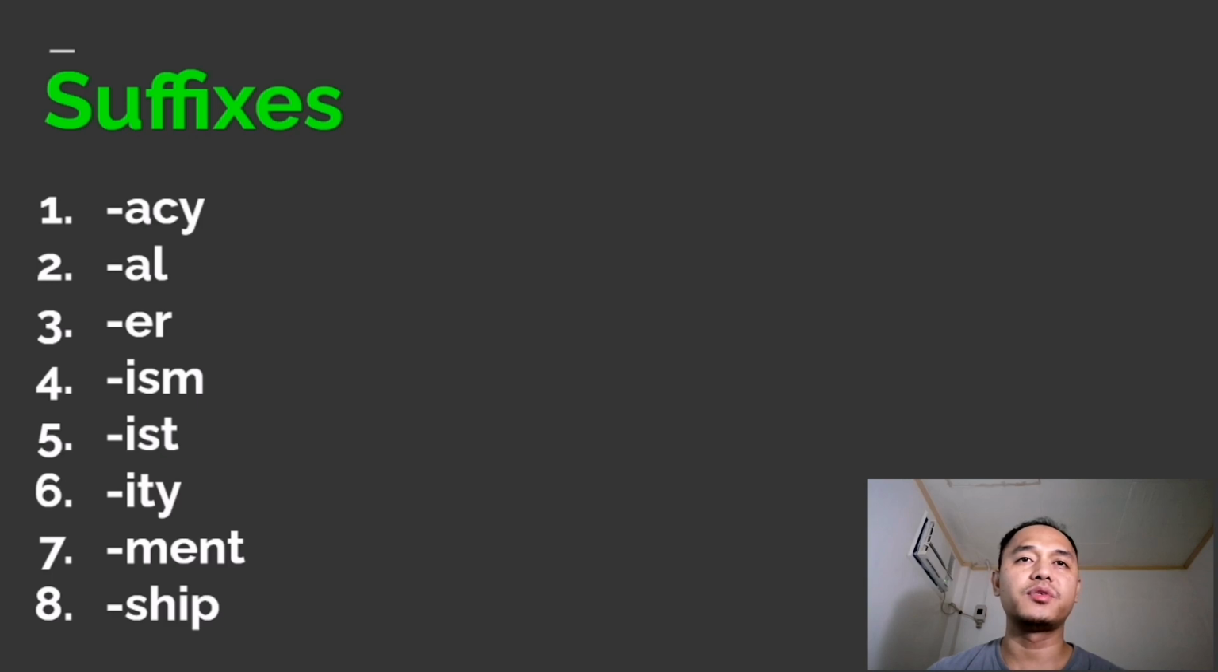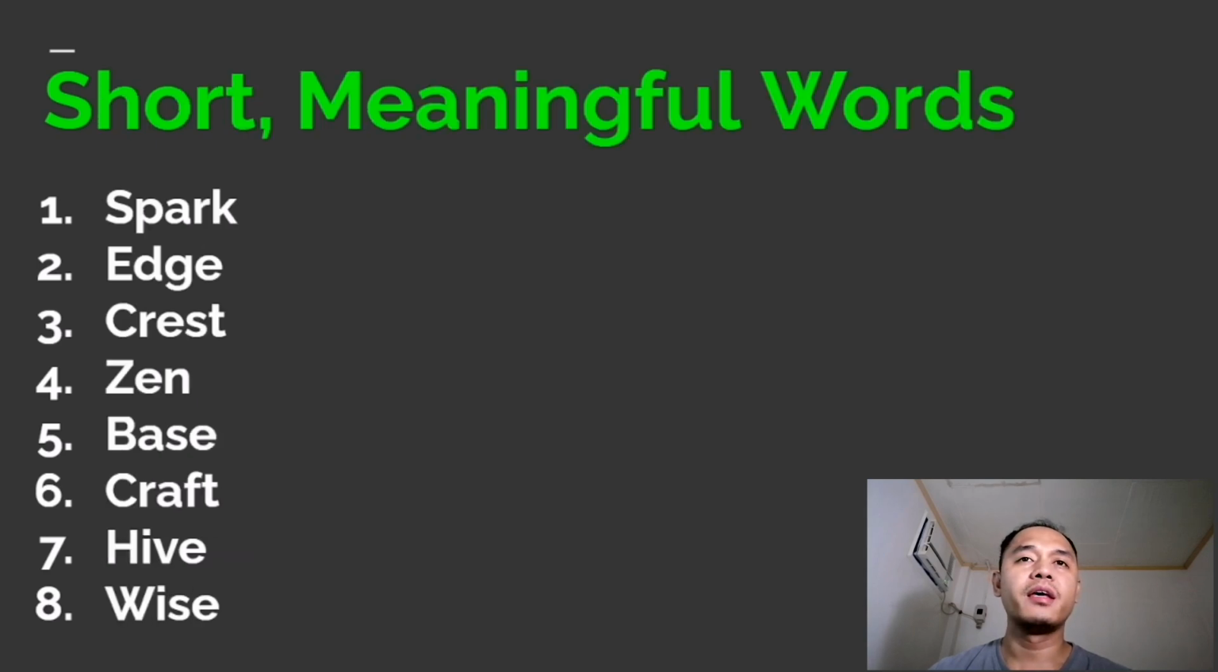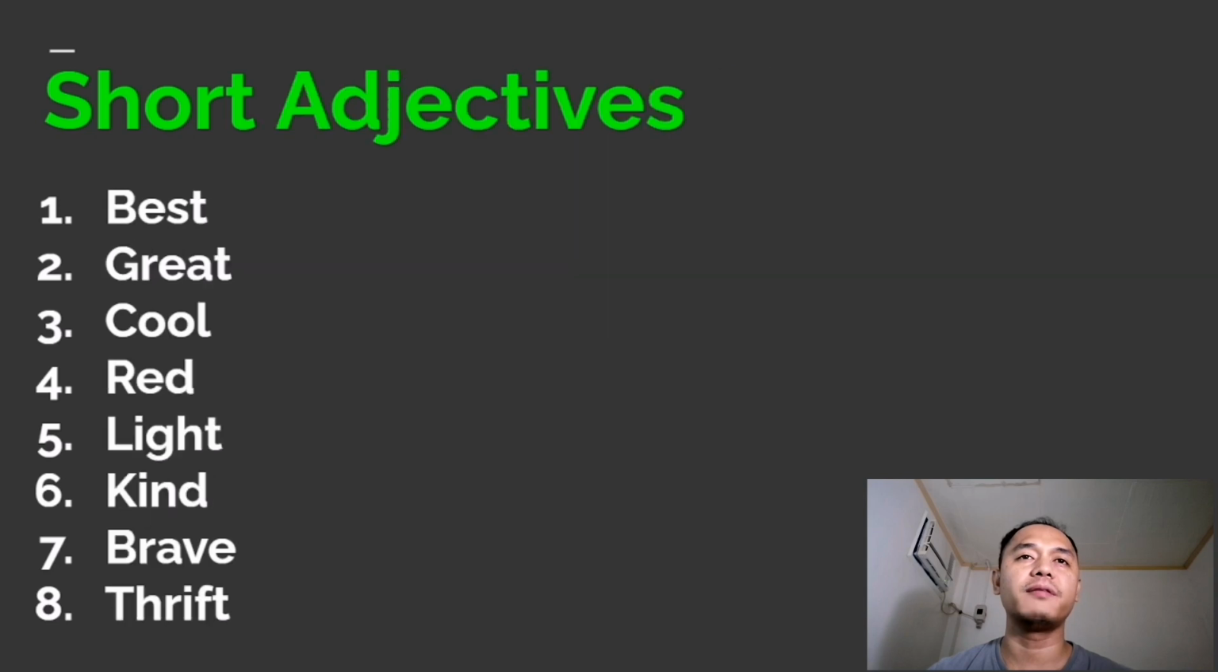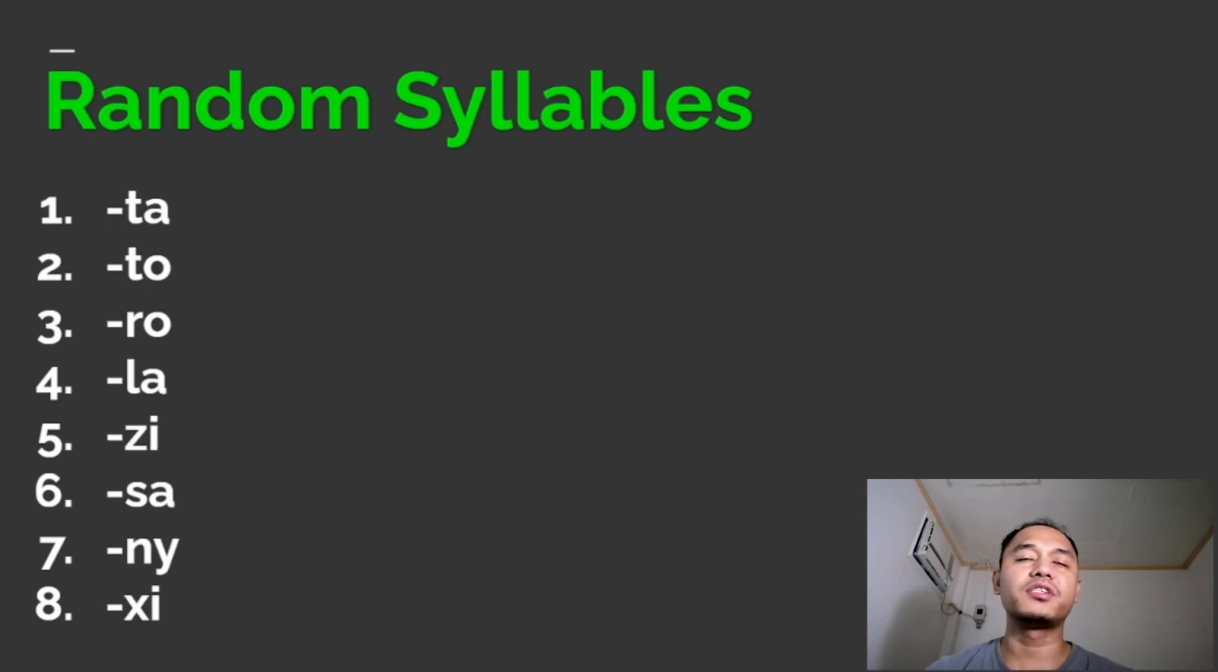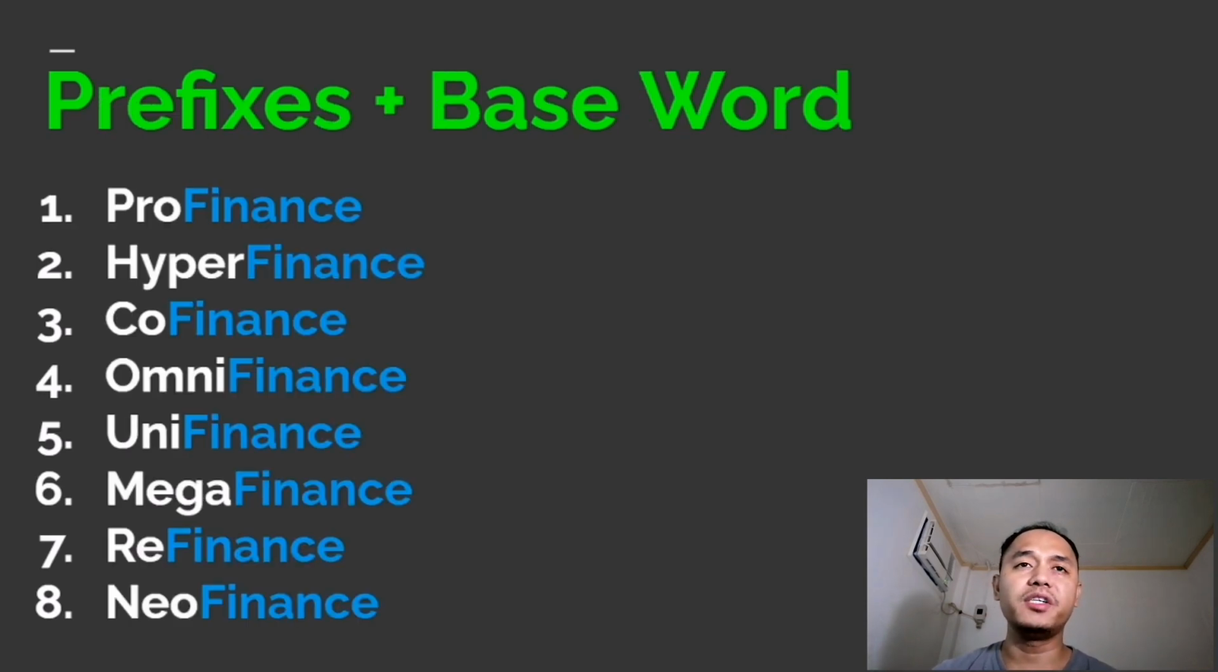For our list of suffixes, this is just a small part of the many suffixes that you can use. And then for short meaningful words, you can also add a list for this one. Short adjectives will have this, and then you can add one syllable adjectives also. For random syllables, there should be a lot of this that you can create, so we'll just use this for our example.